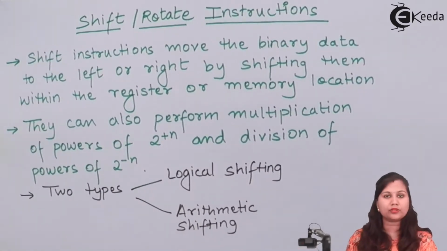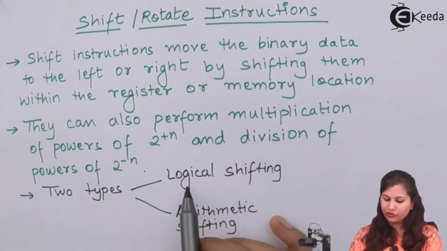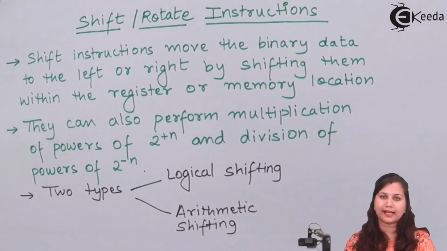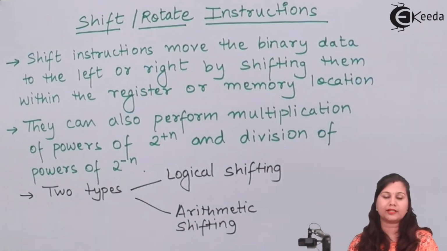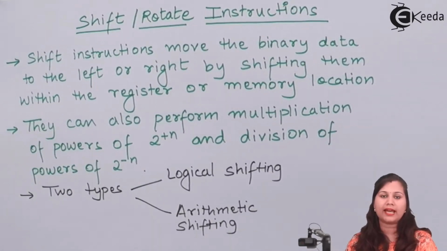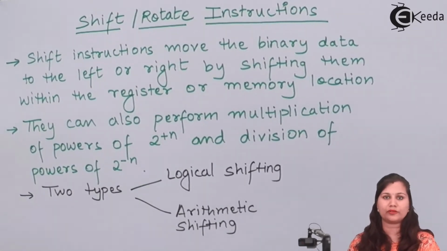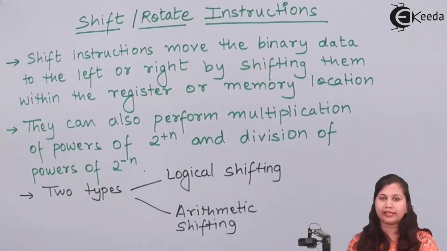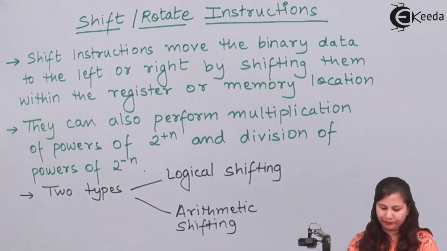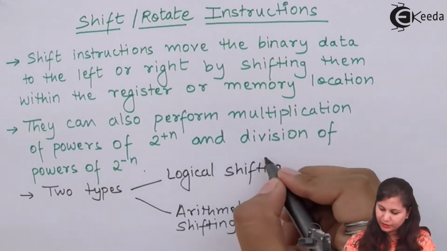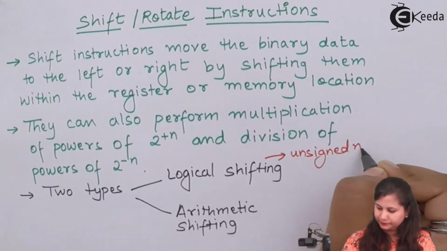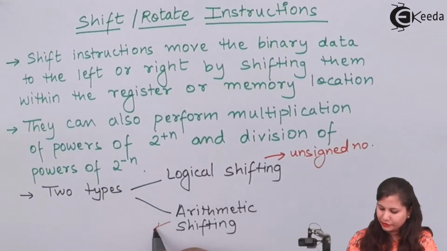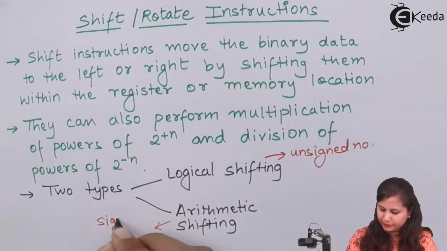The difference between the two types of shifting is that logical shifting is used for unsigned numbers and arithmetic shifting is used for signed numbers. So whenever we want to shift an unsigned number, we will use logical shifting, and whenever a signed number has to be shifted either to left or right, then we will use arithmetic shifting. So logical shifting is for unsigned numbers, and arithmetic shifting is for signed numbers.